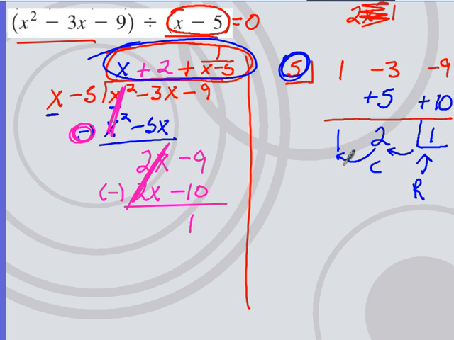The next number will have an x attached to it. The next number will have an x squared. The next will have an x to the third. The next number, if you had one, will be x to the fourth, x to the fifth, x to the sixth, and so on and so forth. I'll work a few of these because they are so important.